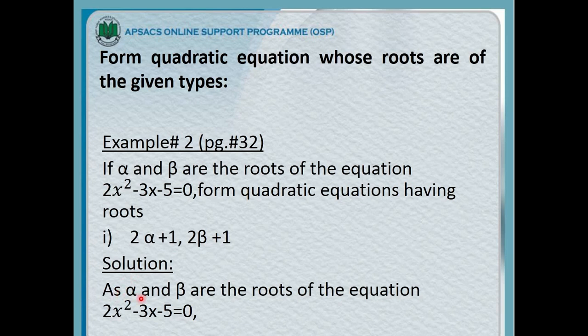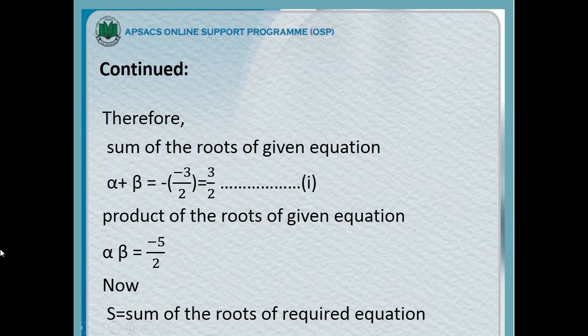As students, you know that alpha and beta are the roots of the given equation, that is 2x square minus 3x minus 5 is equal to 0. Therefore, the sum of the roots of the given equation will be alpha plus beta is equal to 3 upon 2, and the product of the roots of the given equation will be alpha beta, and the value of alpha beta will be equal to minus 5 upon 2.